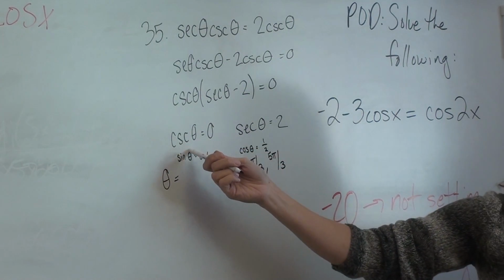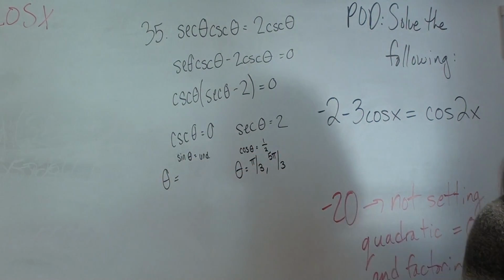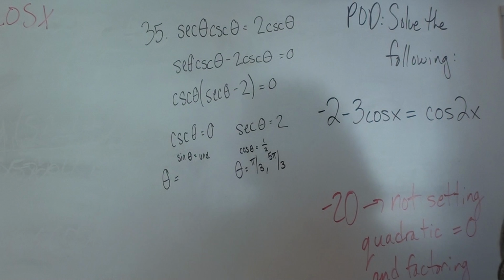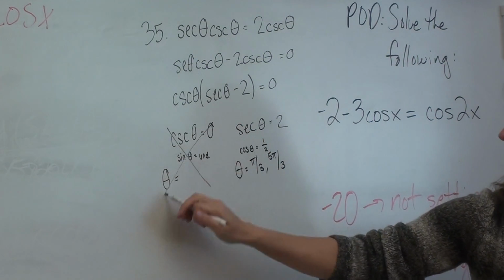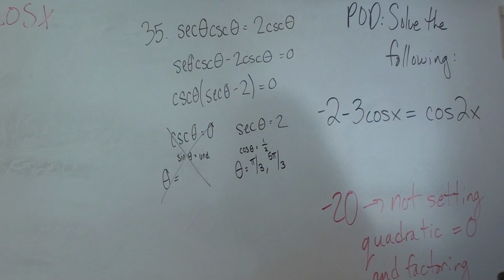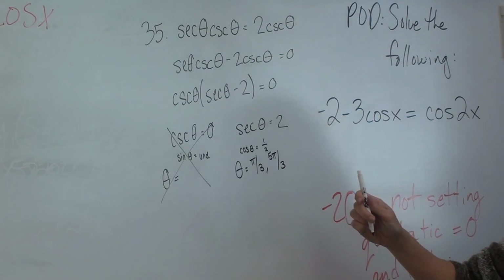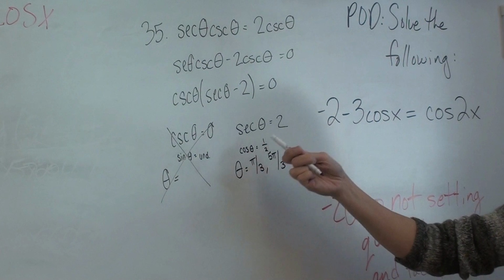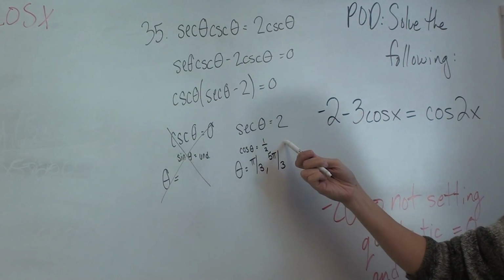Now cosecant equals 0 when sine is undefined. Is sine ever undefined? No, and if you think of the graph, right, then you'll know sine is always continuous. Sine and cosine are always continuous. They're never undefined. So this has no solution. Okay. Secant equals 2 when cosine equals a half. Very nice job of taking a reciprocal.